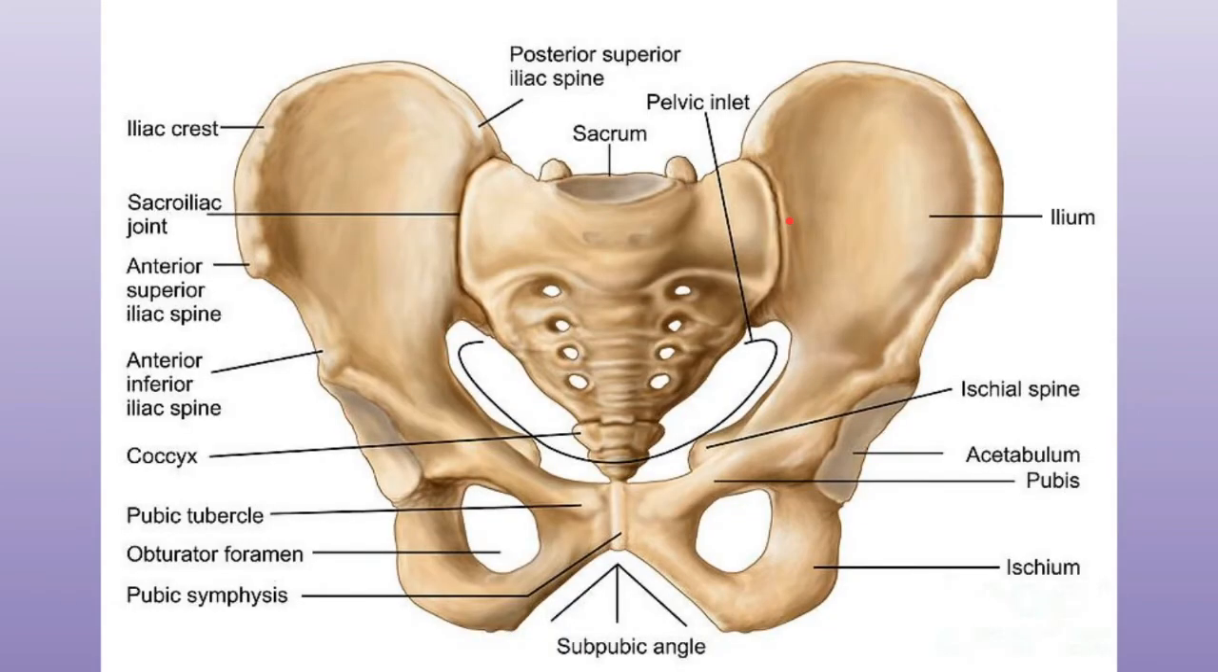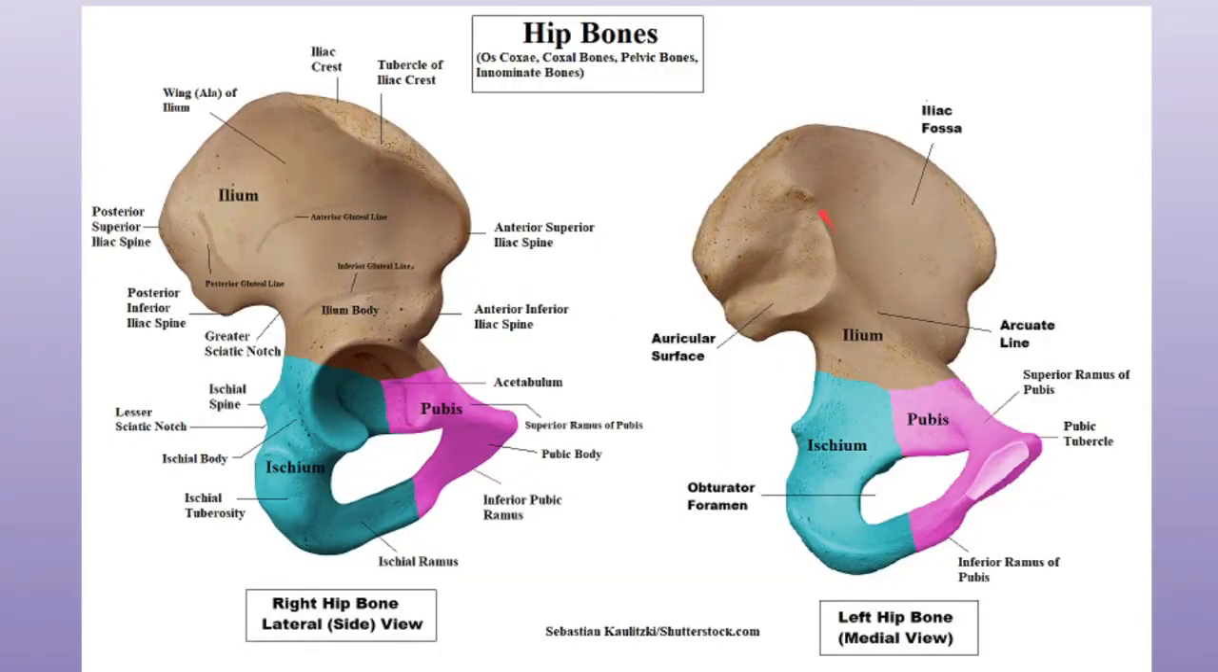As you can see in this diagram, this is the sacrum, and it articulates with the articular surface of the ilium, the auricular surface, to form the sacroiliac joint. So this pitted auricular surface articulates with the sacrum, forming the sacroiliac joint. Now last is the pelvic surface. This is the pelvic surface.